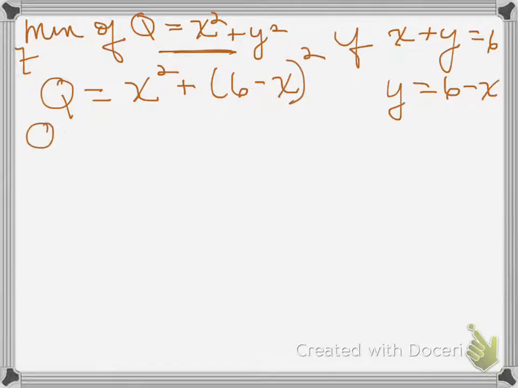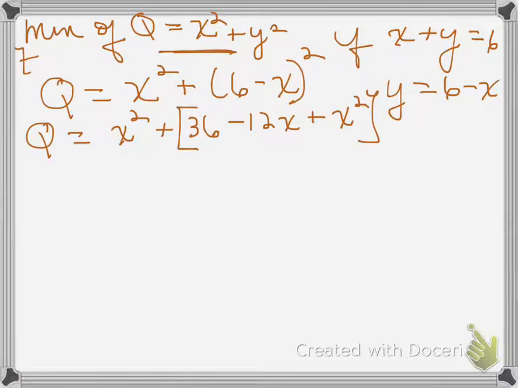So we're going to have to FOIL that. So q equals x squared plus, now let's put a little bracket here. So I'm going to get 36, and then it looks like I'm going to have negative 12x plus x squared. Okay, so that's number 7 written out in expanded form. Now we're going to try to take the derivative. So I'm first going to combine all my like terms. So when I do that, I get the following.